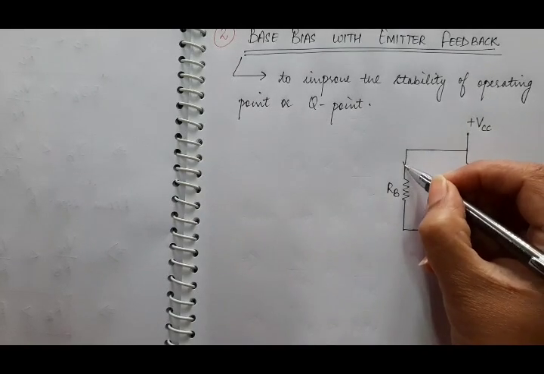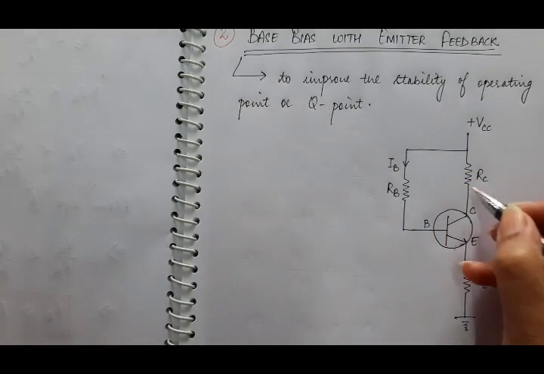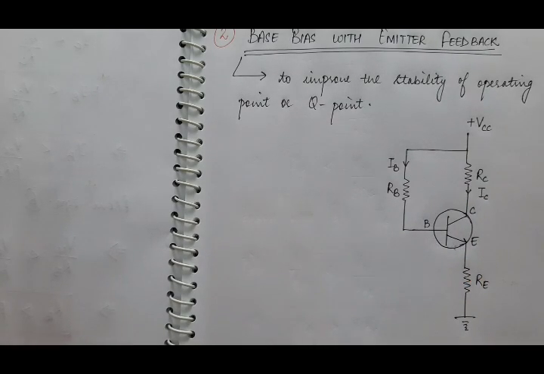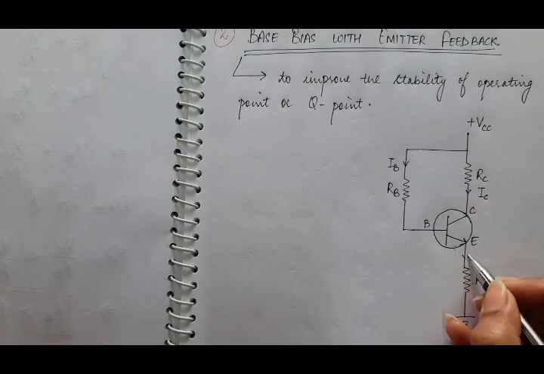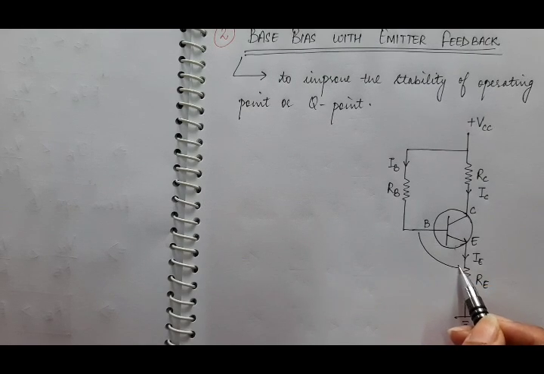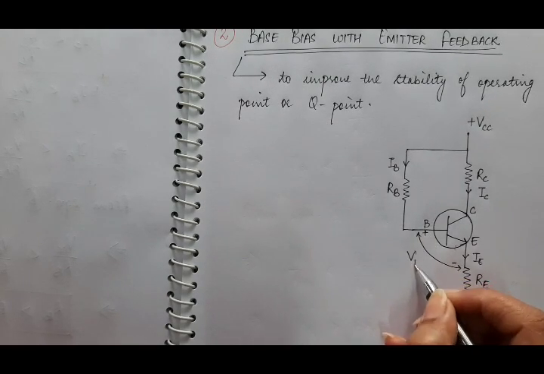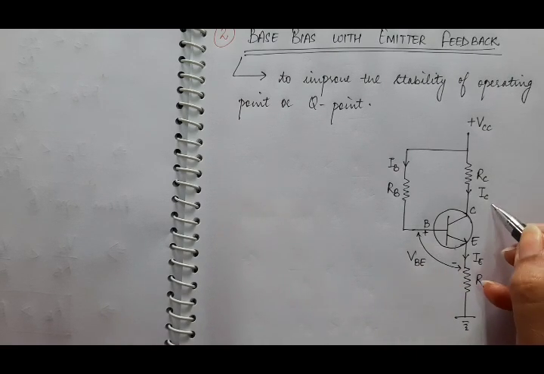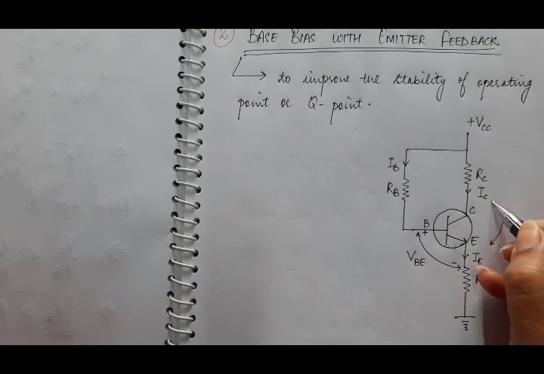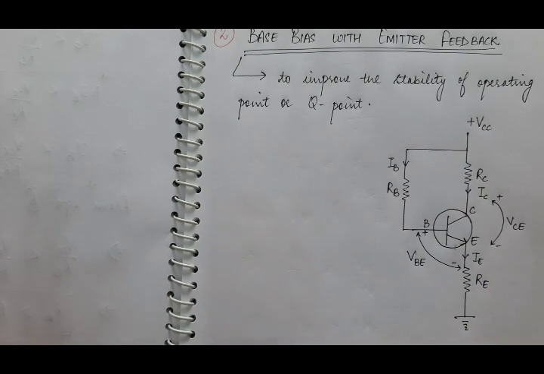So IB will be the current flowing through the base terminal and RB. IC will be the current flowing through RC and collector terminal. And IE will be the current flowing through this RE resistor. And across this base emitter junction, the voltage will be VBE, and across this collector emitter junction, the voltage will be VCE.